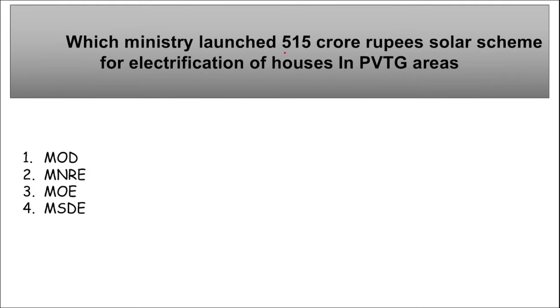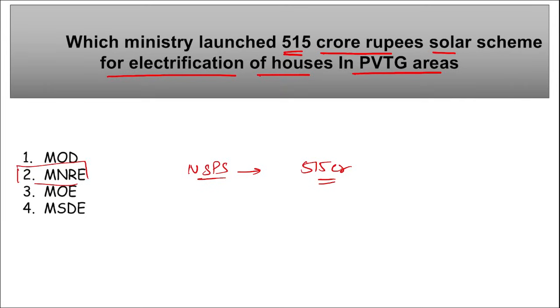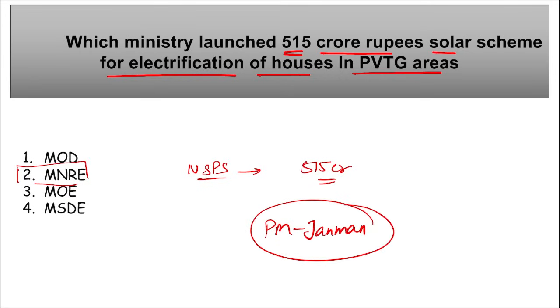Next, which ministry launched 515 crore rupees solar scheme for electrification of houses in PVTG areas? What is PVTG areas? PVTG stands for particularly vulnerable tribal group areas. So recently, Ministry of New and Renewable Energy has launched a new solar power scheme with an outlay of 515 crore rupees, and it is for the electrification in the habitated areas of the particularly vulnerable tribal group areas. This scheme was launched under PM Janman.